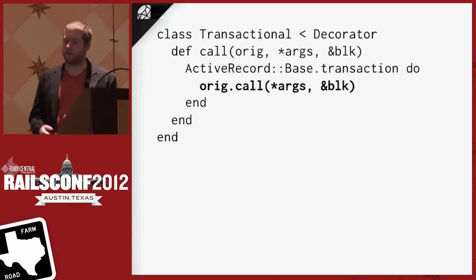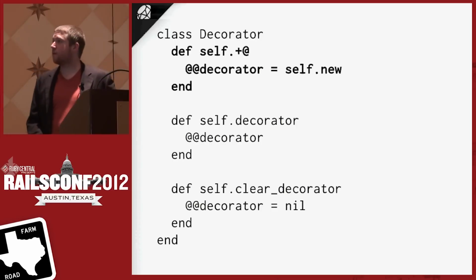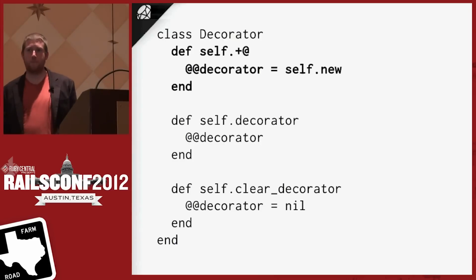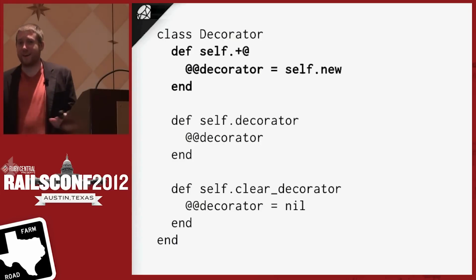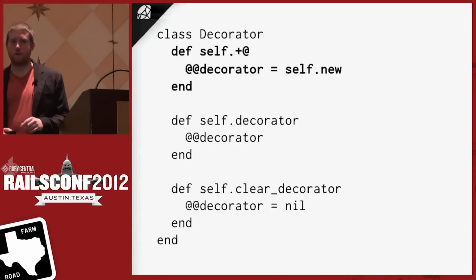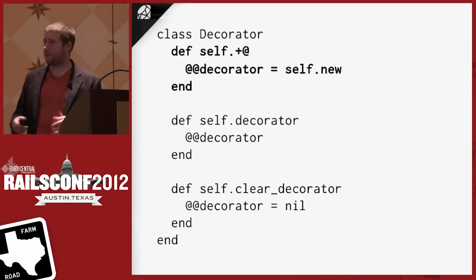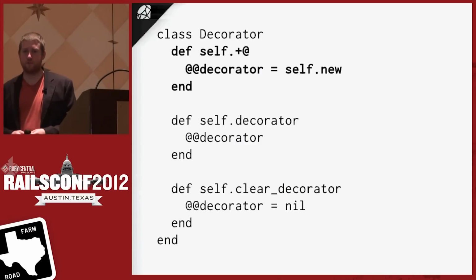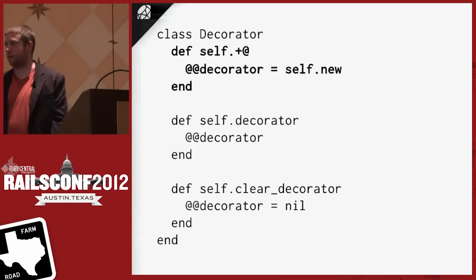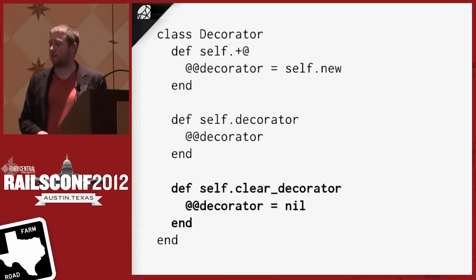So what is this decorator class up top? What's in there? The answer is not much. A couple of class methods. This first one is the unary plus. In the same way that you can do -3 to make a negative number, you can also do +3 just to indicate that it's positive. But those plus and minus are actually methods on Fixnum, and so we can override this with this plus-at notation. So when we call plus transactional, this code runs, instantiating a new instance of transactional and storing it away in this class variable. And then we have methods to get the decorator out and clear it.